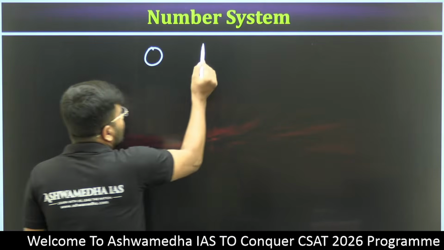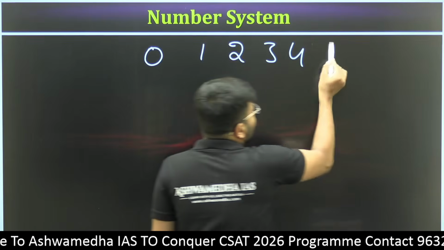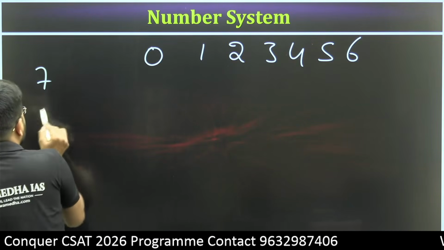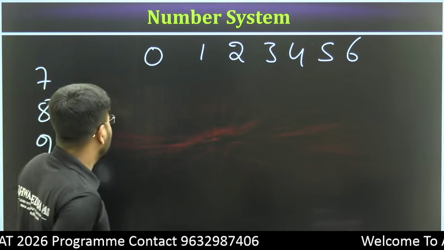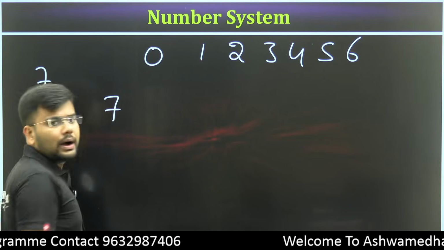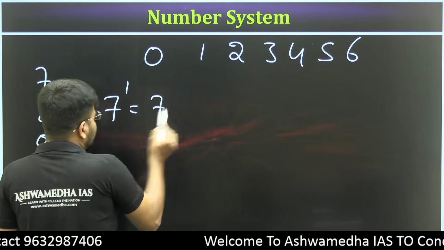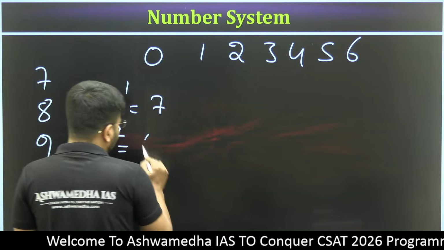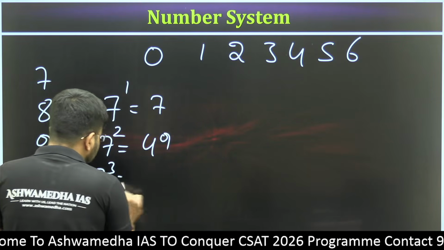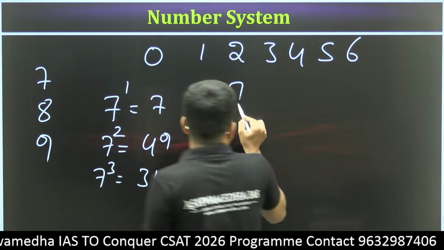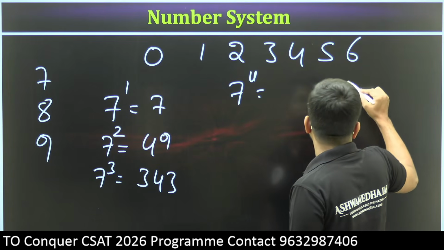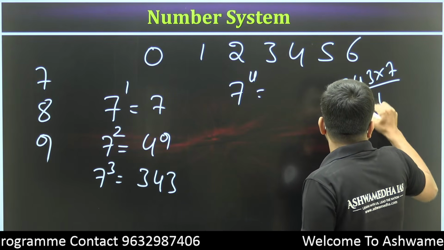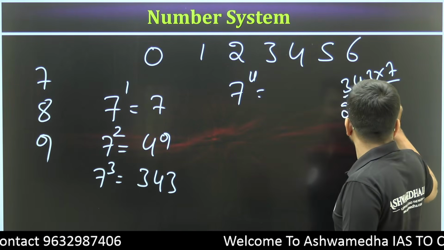You have got 0, 1, 2, 3, 4, 5, 6. Remaining is what? 7, 8, 9. That is 7, 8, and 9. Find out, similar method you are applying. 7 to the power of 1 is 7. 7 square is 49. 7 to the power of 3 is 343. Find out 7 to the power of 4: 343 into 7, that is 2401.